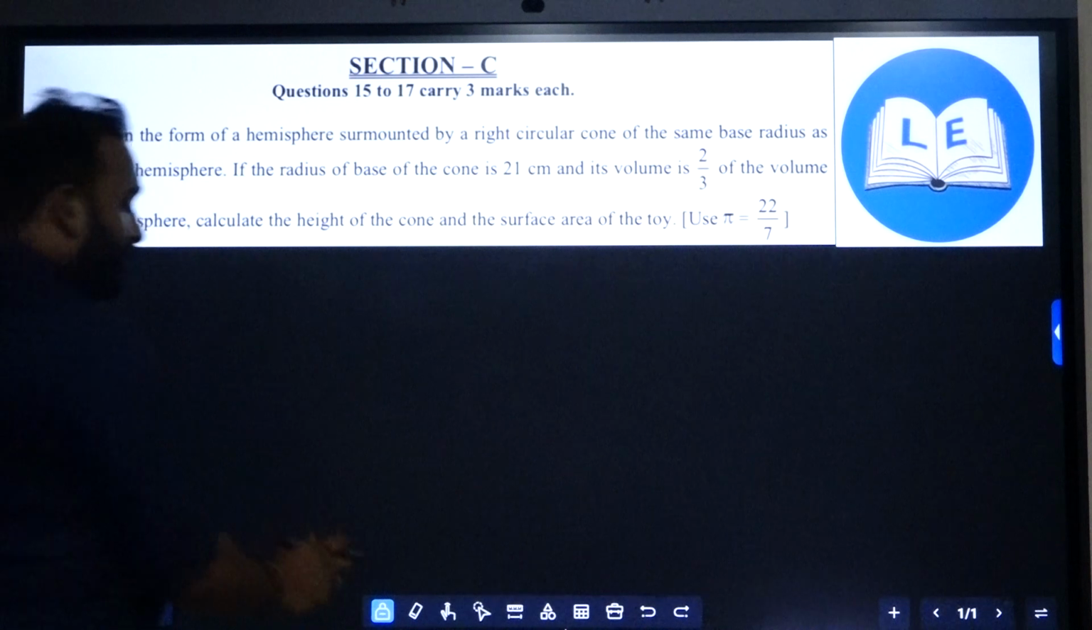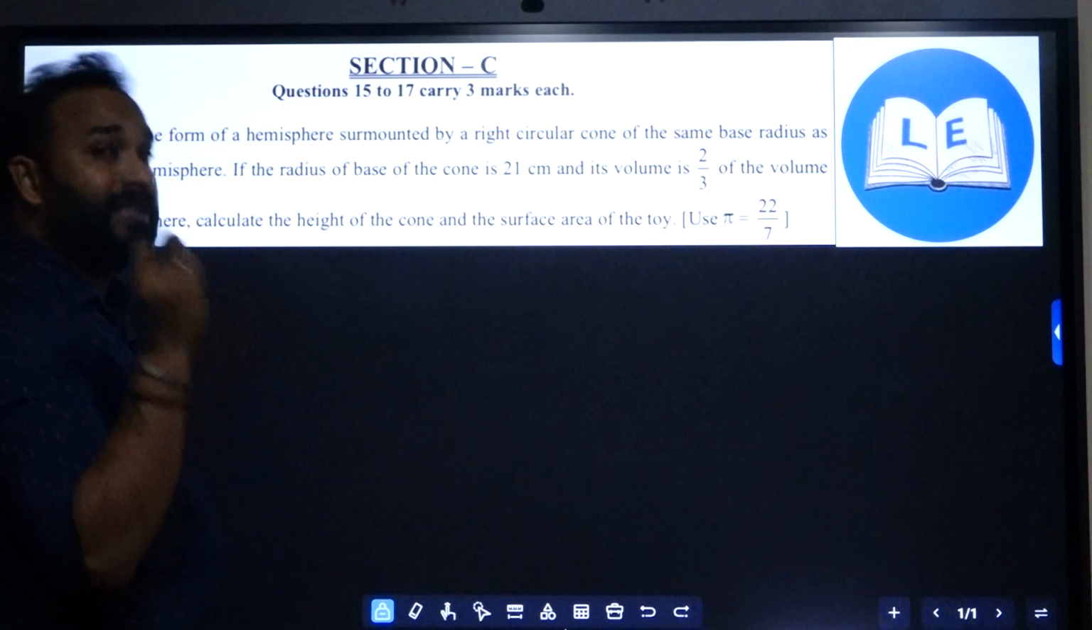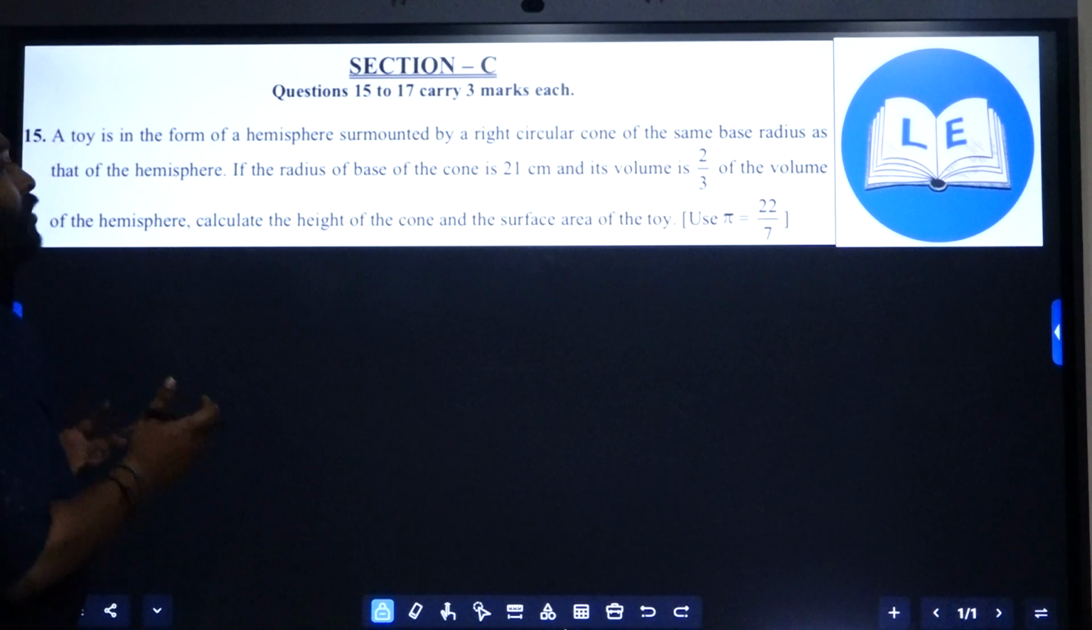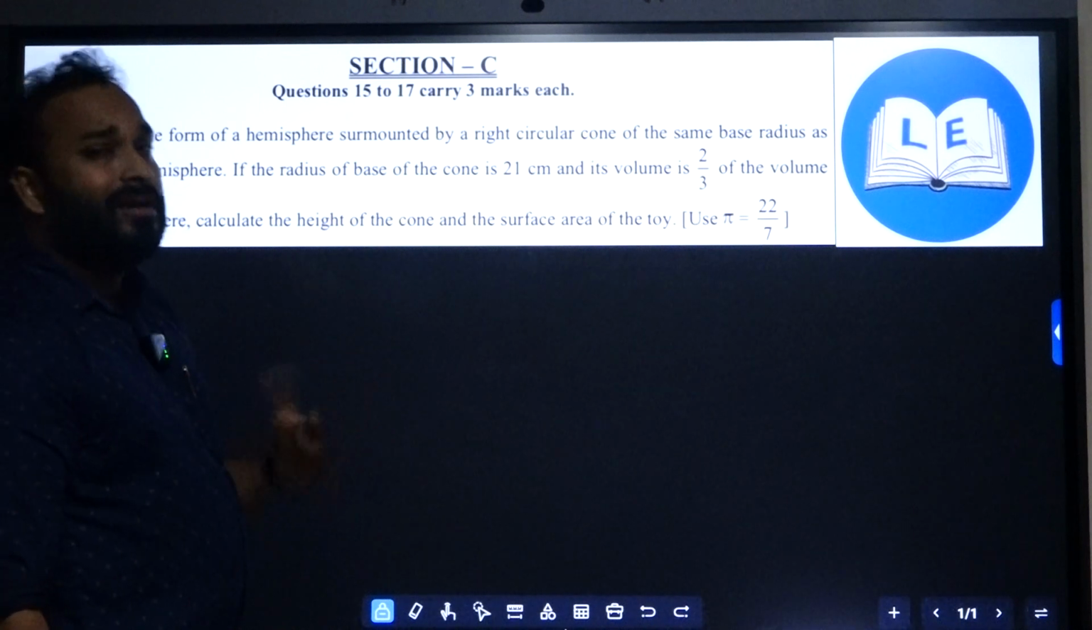An interesting question. Let's try to read the question and try to understand and get the data from the question, and then we'll try to work out, and we'll tell you some of the shortcuts, tricks in this question so that your calculation might be a little simpler.